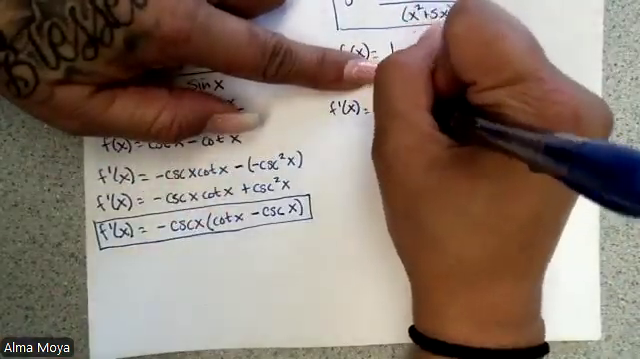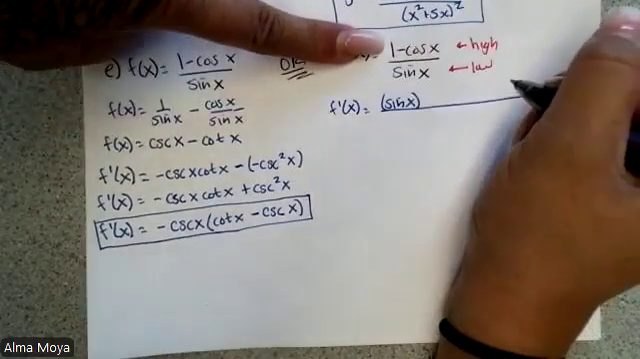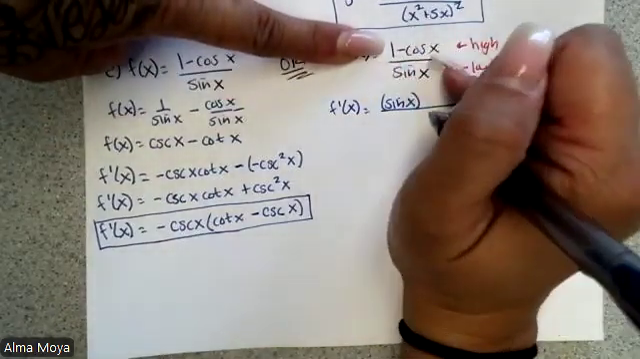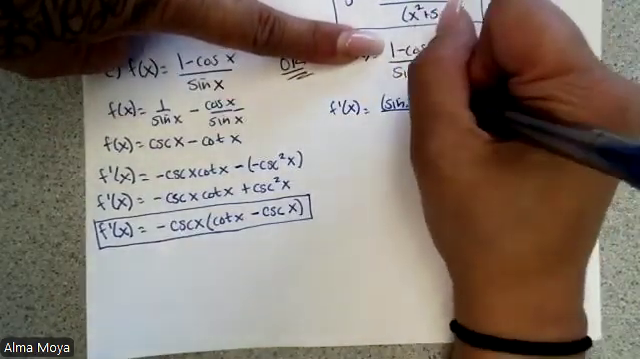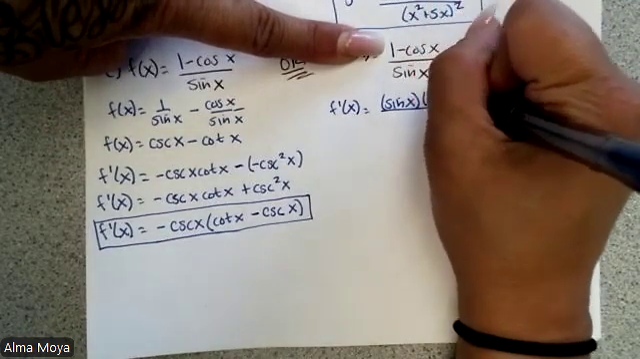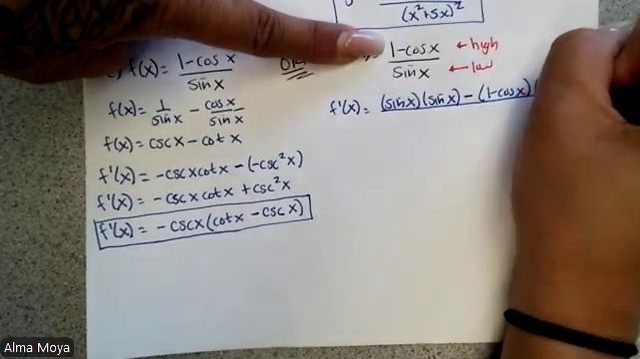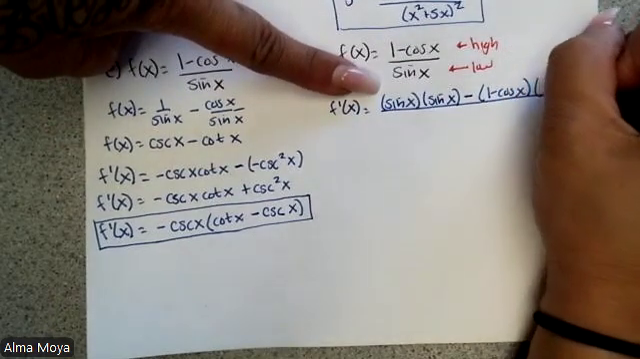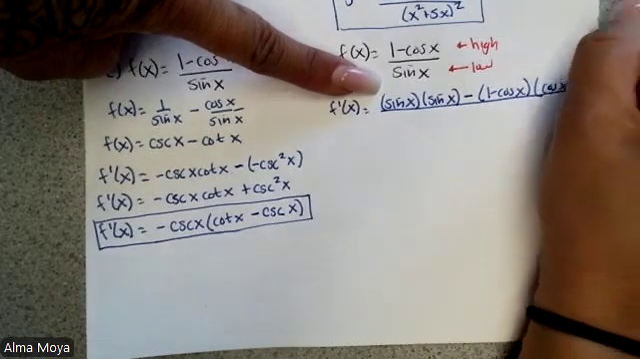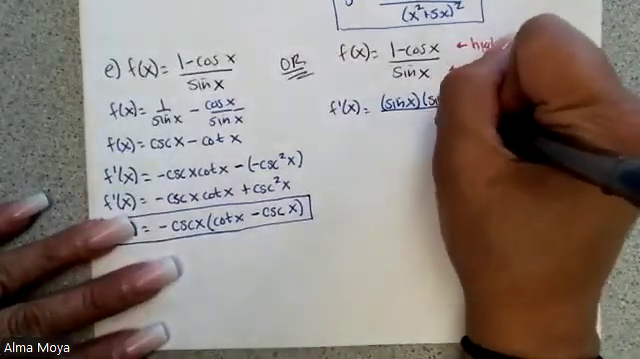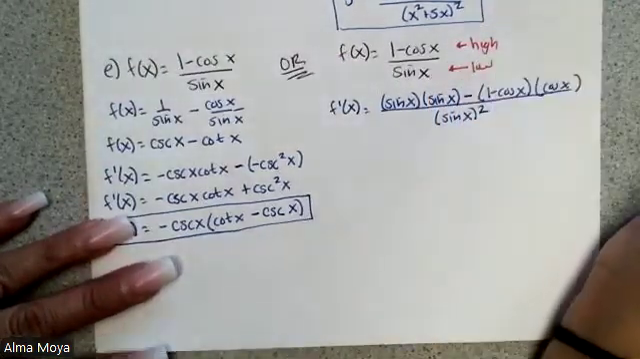Low. Now, D high, the derivative of 1 is 0. The derivative of negative cosine is positive sine. Subtract high. And now D low, the derivative of sine is going to be cosine x, all over the denominator squared.